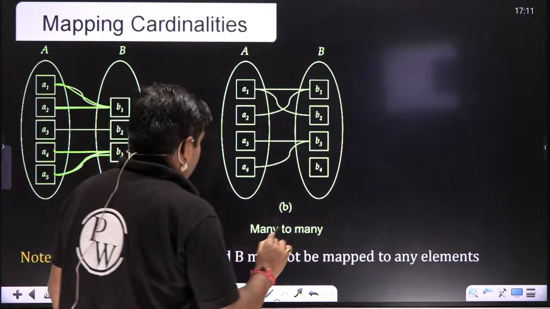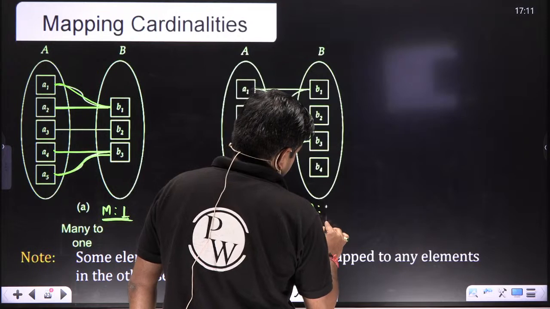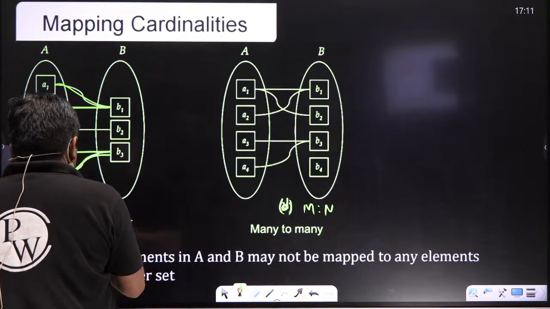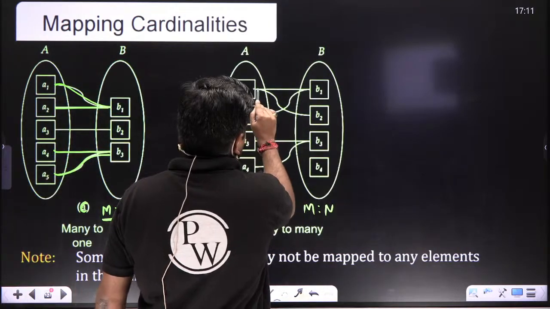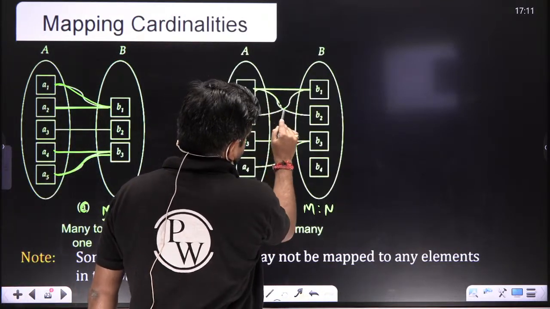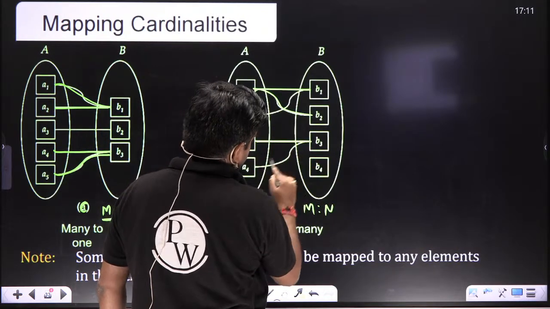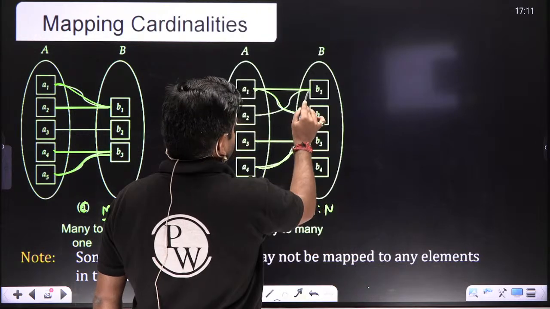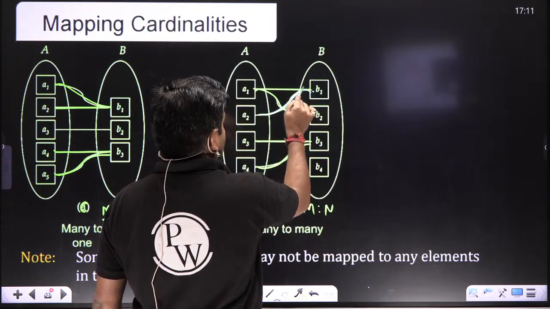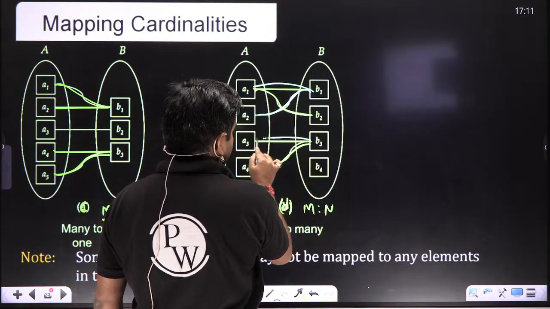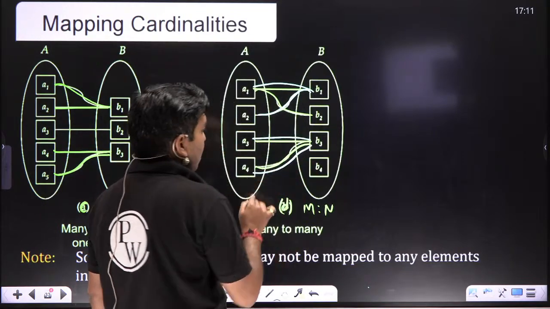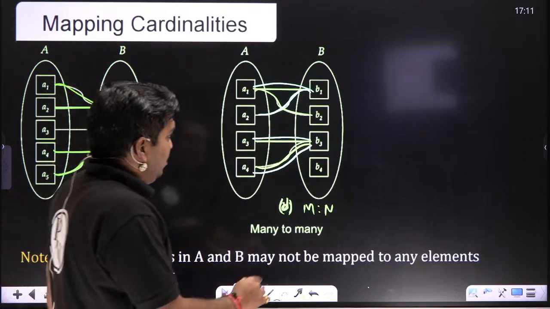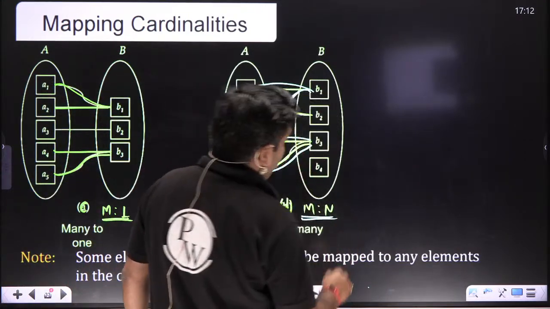The fourth one is many to many. Like here you can see, many to many. Crystal clear, child? This is called many to many.